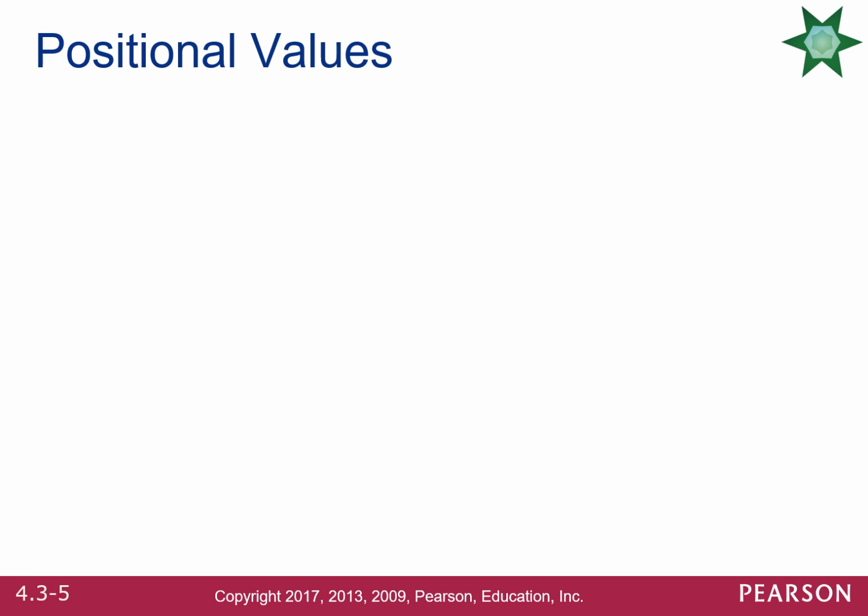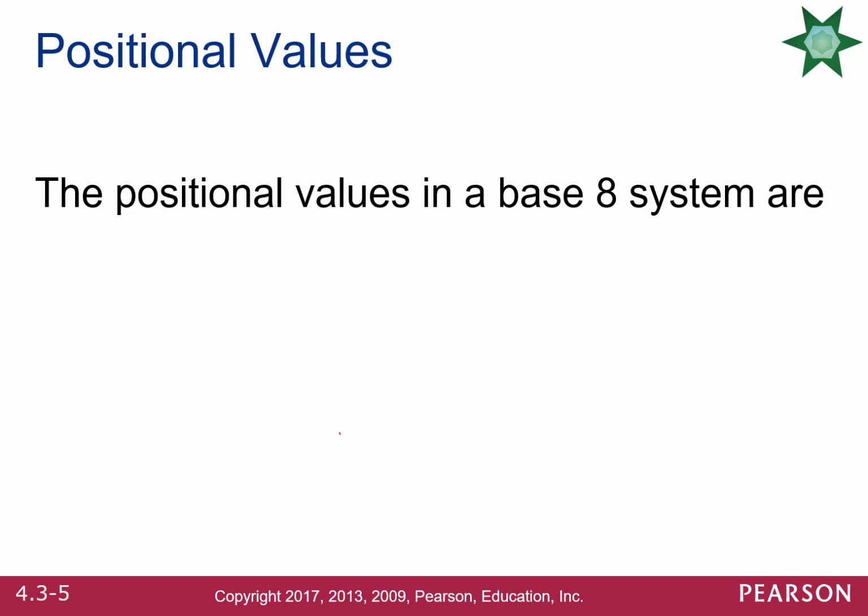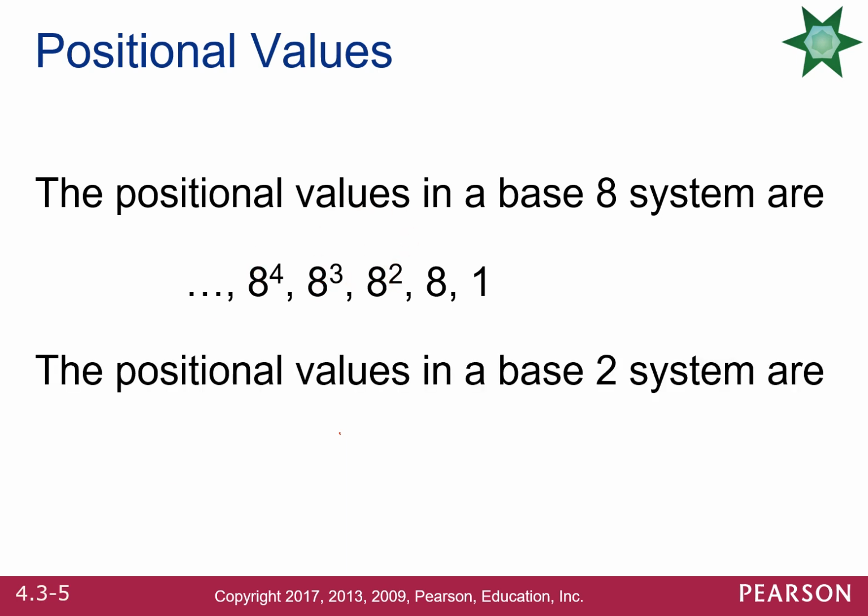Now the positional values in a base 8 system are 1 followed by 8 to its left, followed by 8 squared, followed by 8 cubed, followed by 8 to the power 4, and that in the base 2 system would be 1 followed by 2 to the power 1, 2 squared, 2 cubed, 2 to the power 4, and so on.